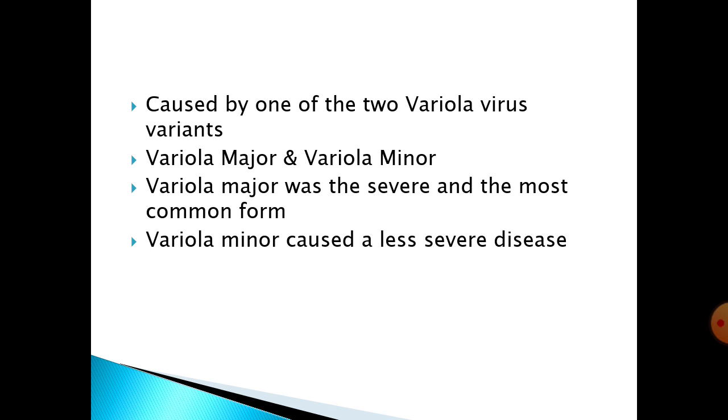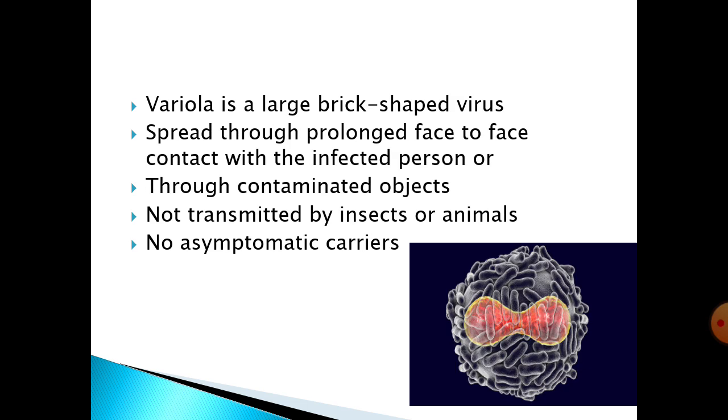Smallpox is caused by one of the two variola virus variants, variola major and variola minor. Variola major was the severe and the most common form. Variola minor caused a less severe disease. Variola is a large brick-shaped virus. It spread through prolonged face-to-face contact with the infected person or through contaminated objects. It is not transmitted by insects or animals, and there are no asymptomatic carriers reported.